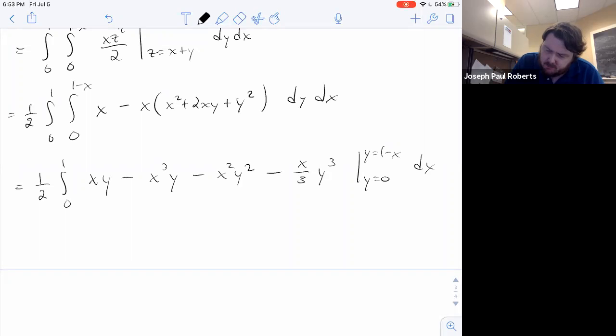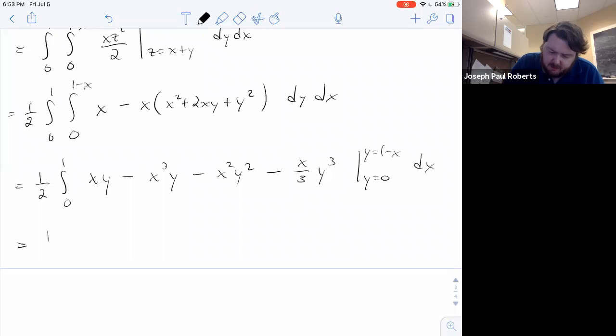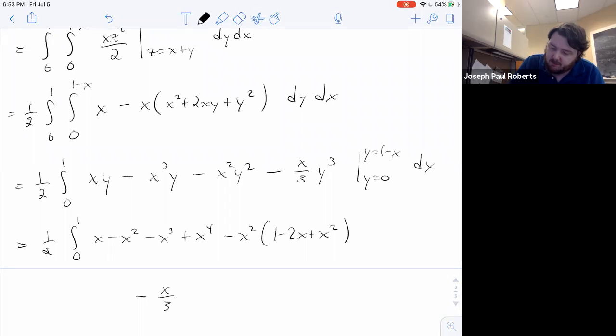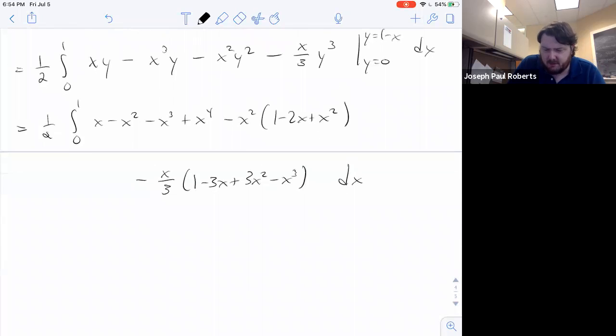And so then plugging this in, this is where it gets really tedious, but okay, I have x minus x squared minus x cubed plus x to the 4th, minus x squared times 1 minus 2x plus x squared, minus x over 3 times 1 minus 3x plus 3x squared minus x cubed. So there's some examples where you don't have to multiply all this stuff out, but for this, it turns out you're going to have to.